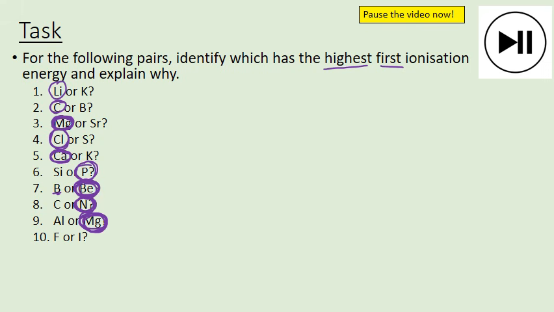And the last one, F or I. Here, they're in the same group. F is further up the group. It's got a smaller radius and less shielding, therefore less energy is needed to remove the electron in iodine than is needed in fluorine. There's a stronger attraction in fluorine, smaller radius and less shielding.